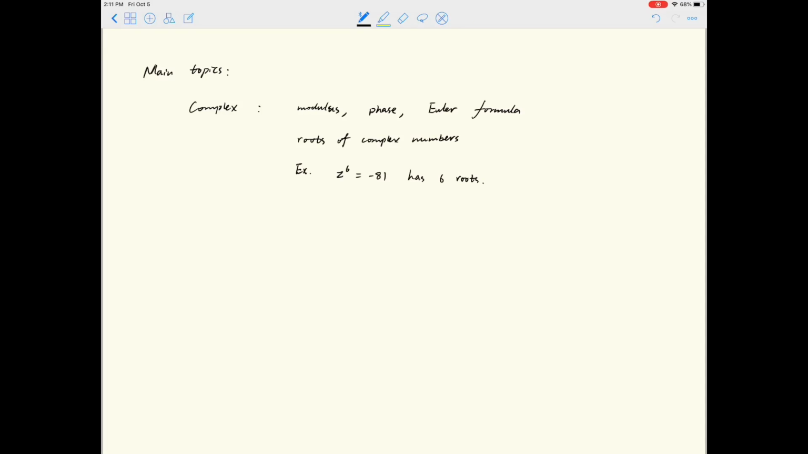So you should be able to write down the formula. What are the 6 roots? And you can see that if you only work with real numbers, this equation does not have any roots. But with complex numbers, it has a full set of 6 roots. Okay, complex numbers.